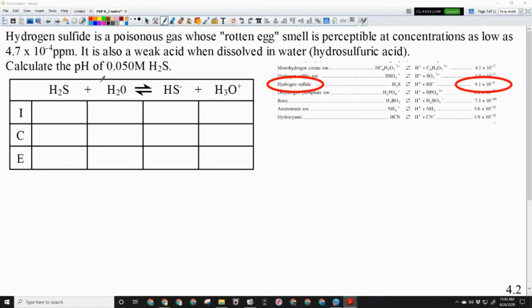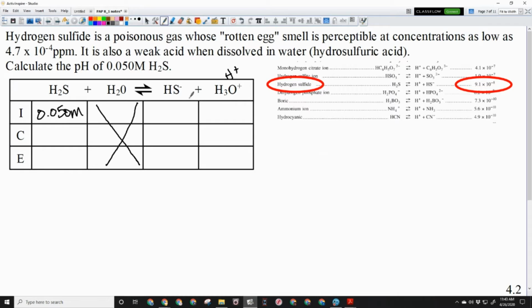It says here that we start out with a 0.050 molar solution of this. So we can go ahead and fill in our ice table. We're going to be using ice tables on this again. Water is a liquid, and remember, we do not use liquids, so I'm going to put an X there. So we have our HS ion here and our H3O here, which is the same thing as the hydrogen ion.